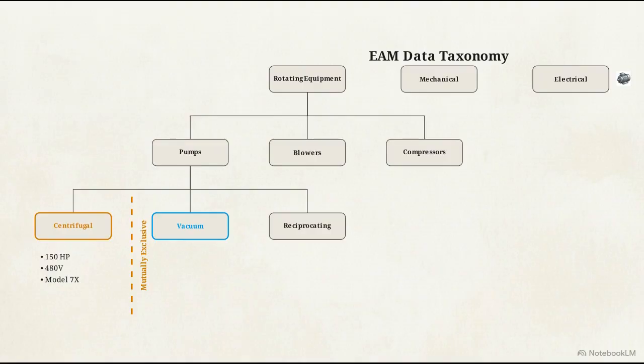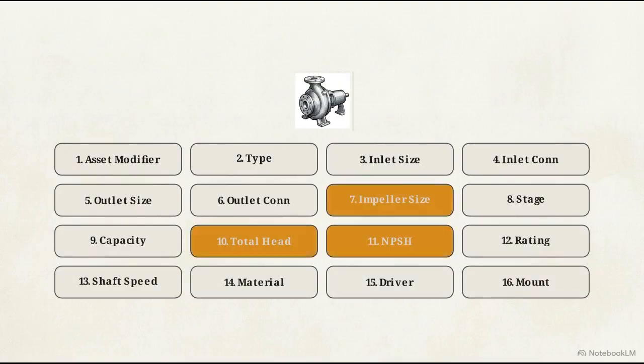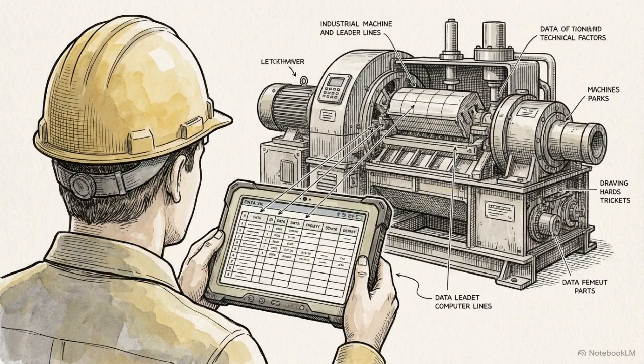To see how this classification creates precision, let's focus specifically on the centrifugal pump class. By defining this class, we identify the exact data attributes required to track it, including total head, net positive suction head, and impeller size. This exact set of data fields is mandatory for monitoring a centrifugal pump, yet it would be irrelevant for an electric motor. The class definition ensures the right data is collected for the right machine.